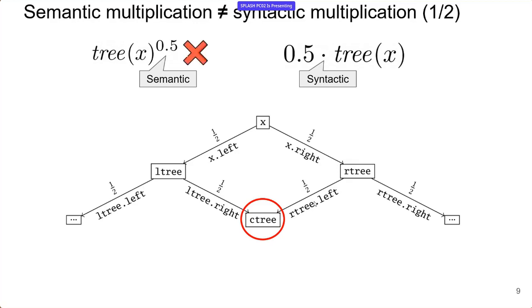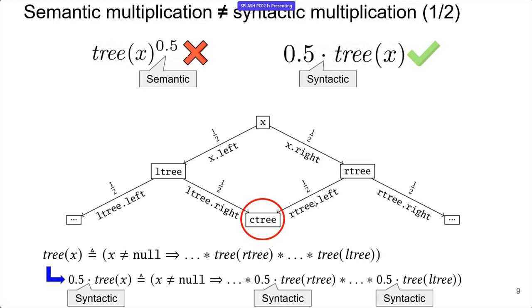And just by definition, this doesn't correspond to half of a tree semantically, because this does not correspond to a tree that we have scaled down by a half. But on the other hand, and I'll try to show you why, this corresponds to 0.5 times tree of x syntactically. And so for that, we have to apply the definition. So here the non-relevant parts are omitted. Roughly speaking, a tree is just a right subtree and a left subtree. So if we multiply syntactically this by 0.5, we get that we need 0.5 times the right tree and 0.5 times the left tree. And we have that actually.